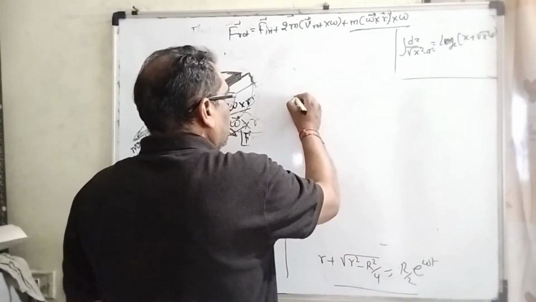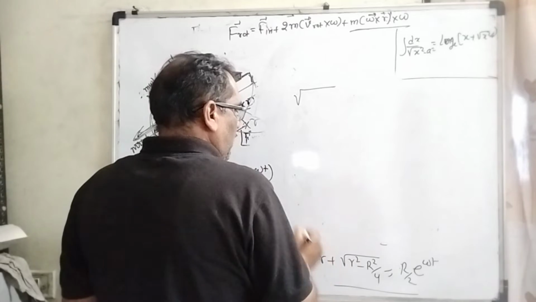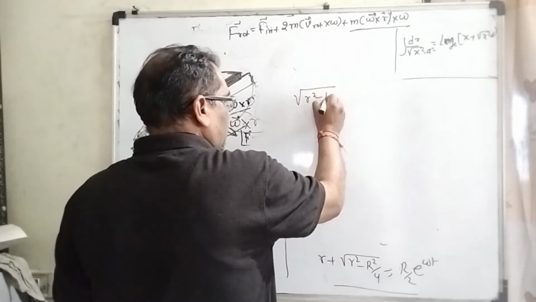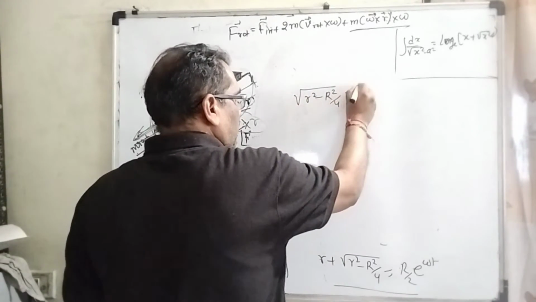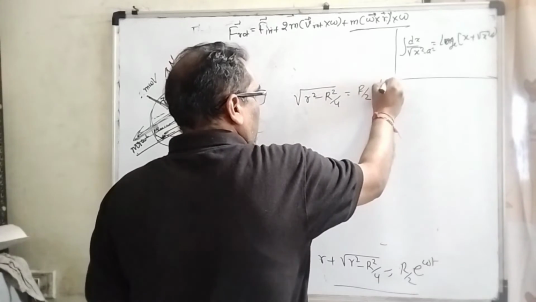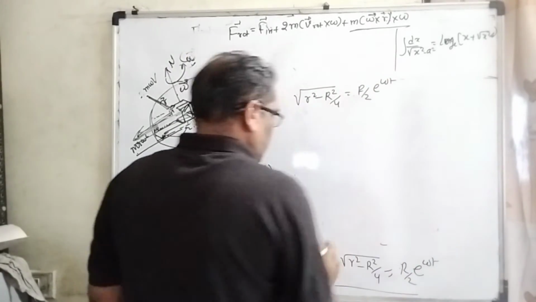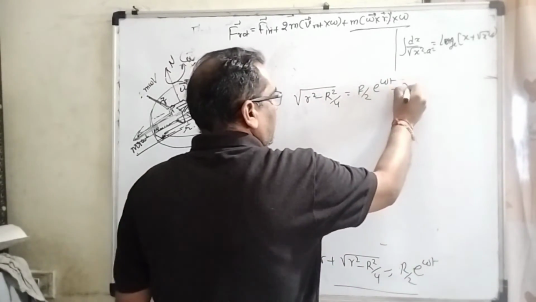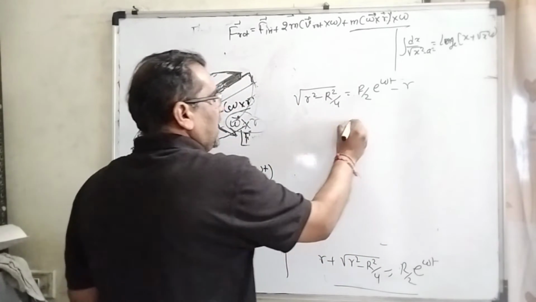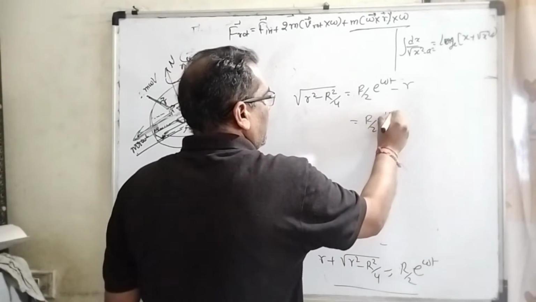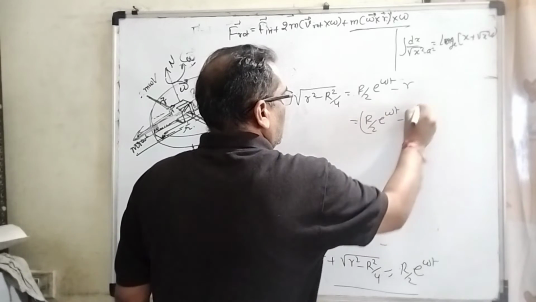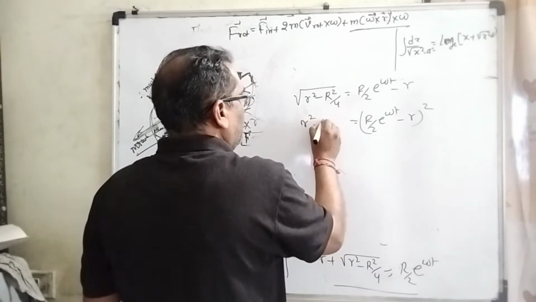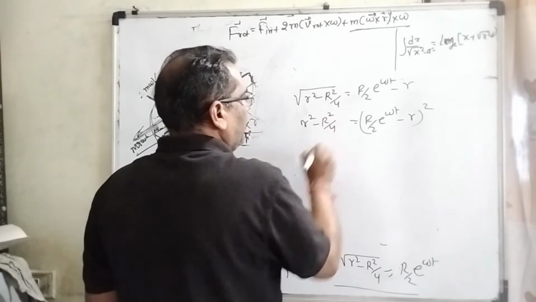Now transposing, small r square minus capital R square by 4 equal to r by 2 e raised to power omega t, and transposing r to the right side becomes minus r. Squaring both sides, r by 2 e raised to power omega t minus r whole square, r square minus capital R square by 4.